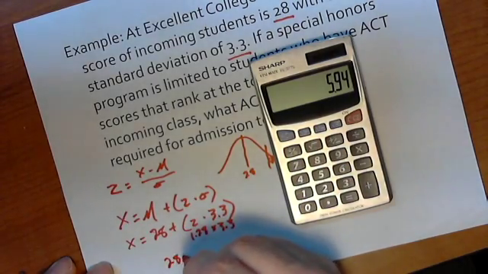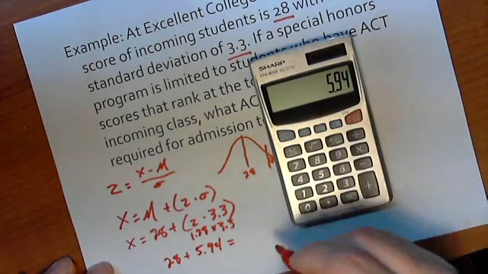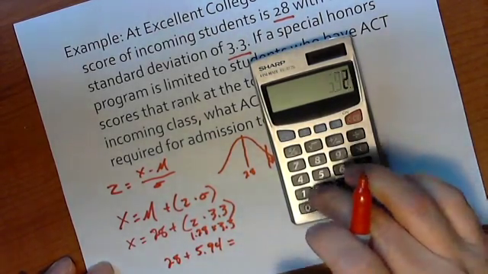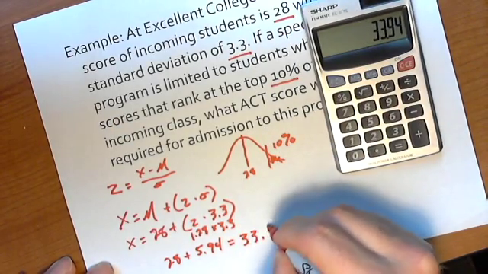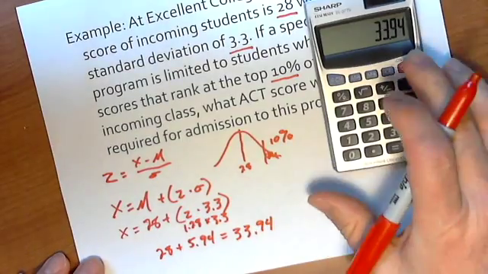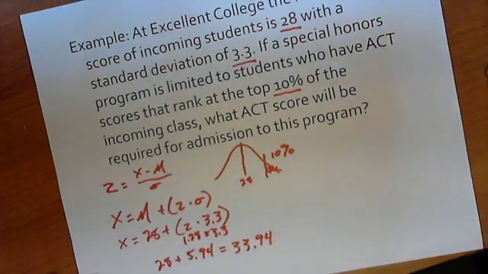So 28 plus 5.94, and that gives us 33.94. So for this particular problem, the cutoff score would be roughly 34 to be able to get into this honors program at a very good college with a mean ACT of 28.